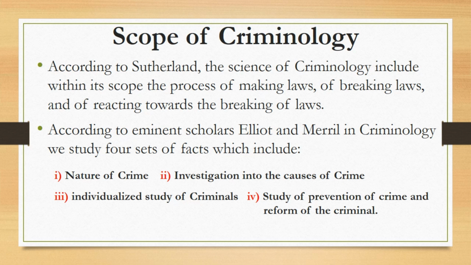Fourth one is study of prevention of crime and reform of criminal. At this stage, we study how such a crime can be stopped from happening in future. So according to Eliot and Merrill, criminology covers all these four stages, and we can see that these stages start from the happening of crime and ends at the reforms to stop such crime in future. So criminology deals through all the process of dealing with crime.